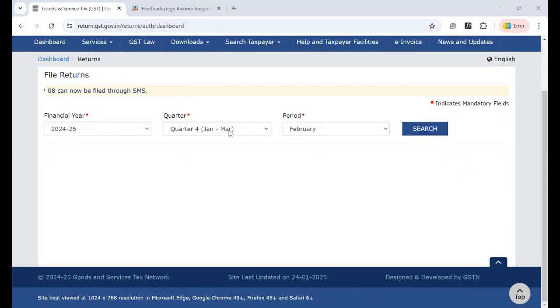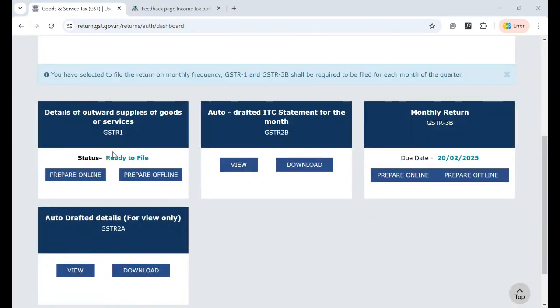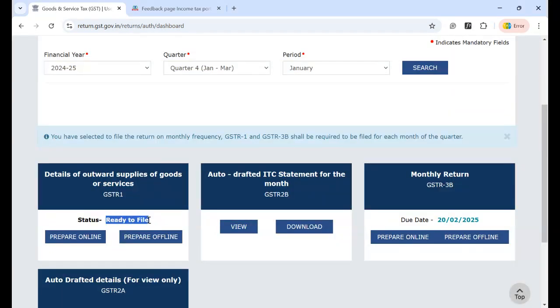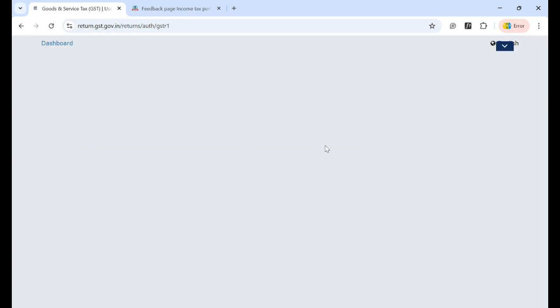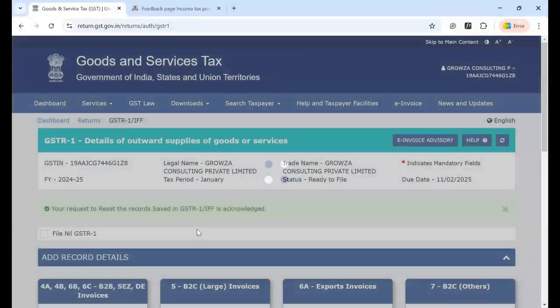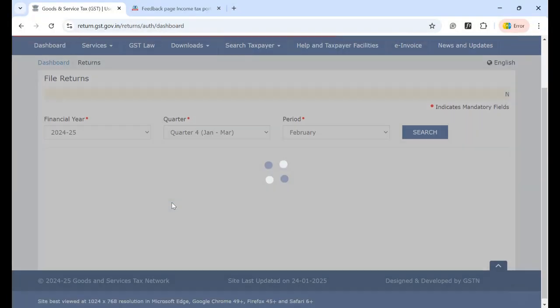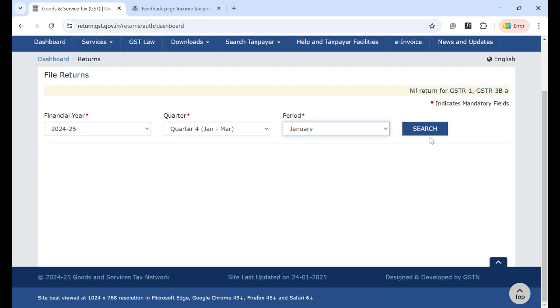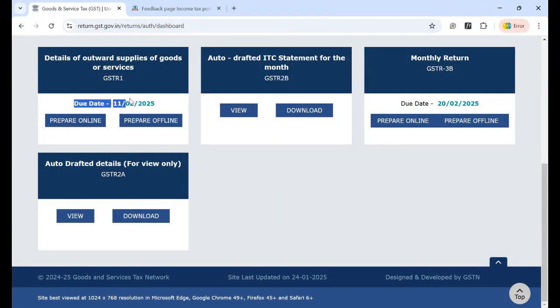I log in to the system. Use this January, search. Here it is. It is not ready to file. Here, ideally, you will get the due date like this. For 3B, the due date is 20th Feb 2024. Like this, it would be there. Status ready to file, it would be there. I can show you how it will be there. Here it is. The due date is 11th Feb 2025 in case of this one.